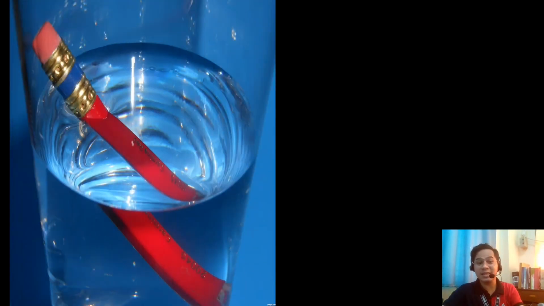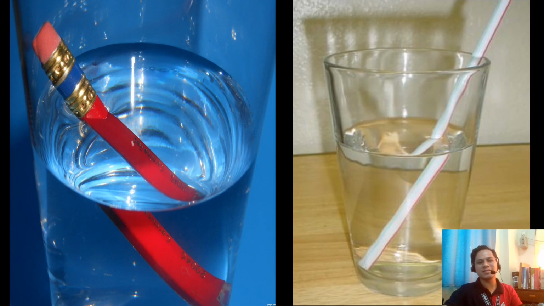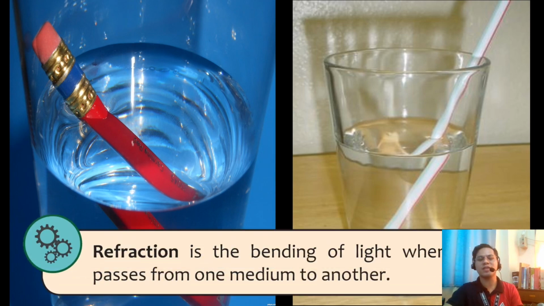We discussed that in the refraction, di ba, it seems like this. Nga mura siyang nabali. This one also nga nabali siya. So this is called the refraction of light. So why is there refraction? So refraction of light is there because the light is being bent as it passes from one medium to another.